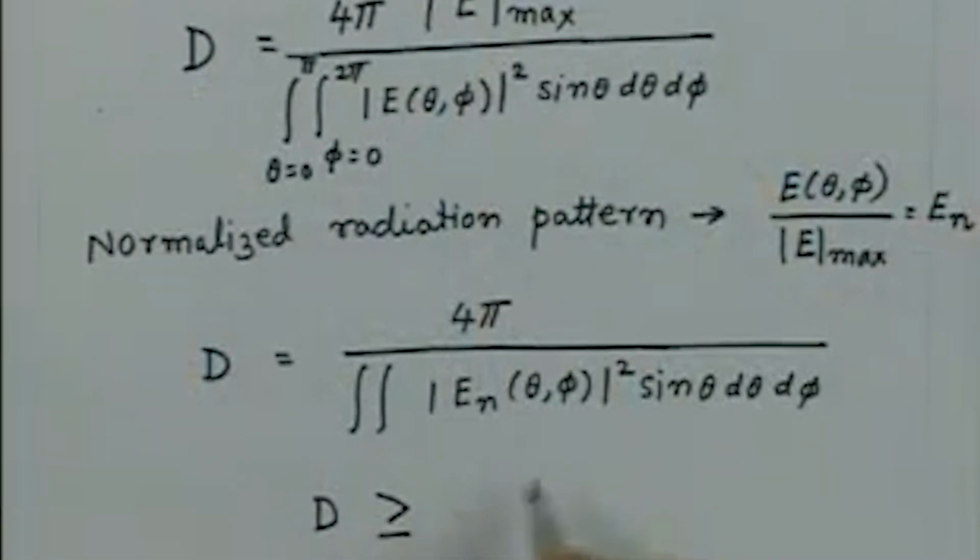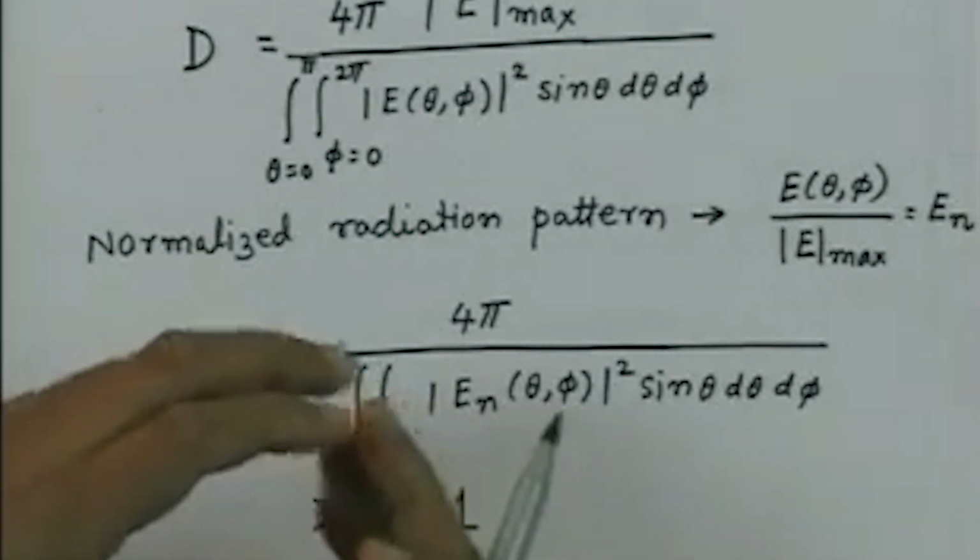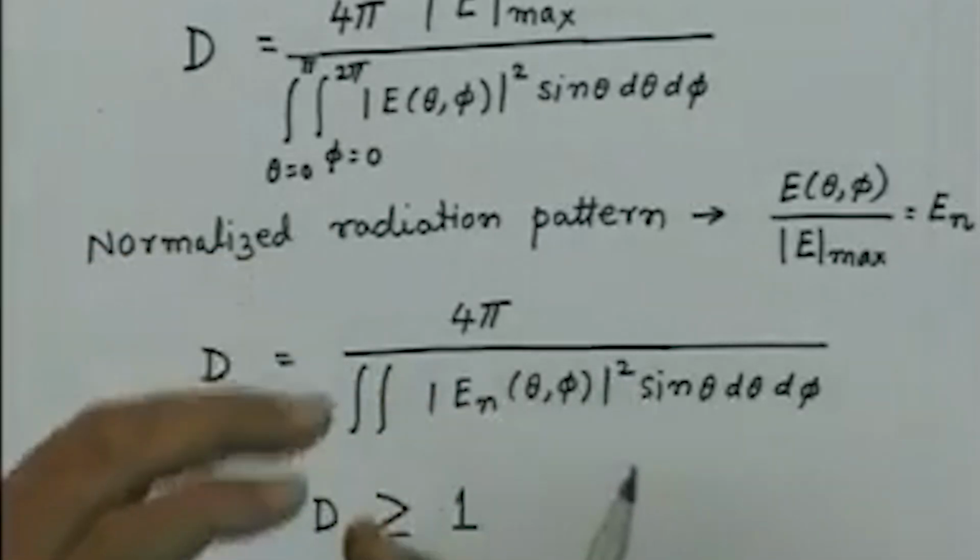For an isotropic antenna, this quantity will be equal to 1, but any other antenna which is directional, this quantity by definition has to be greater than 1. So, we have D greater than or equal to 1, where the equality sign is for an isotropic antenna, and for a directional antenna the directivity is always greater than 1. And the higher the value of directivity, the more is the focusing power of the antenna in a given direction. Our interest is to make an extremely highly directional antenna, then the directivity should be as high as possible.